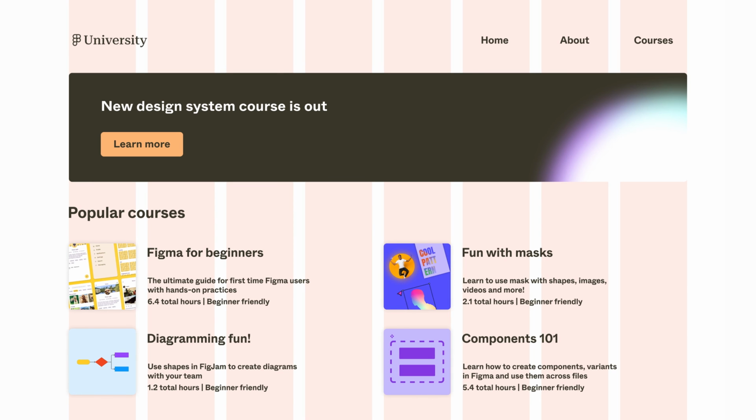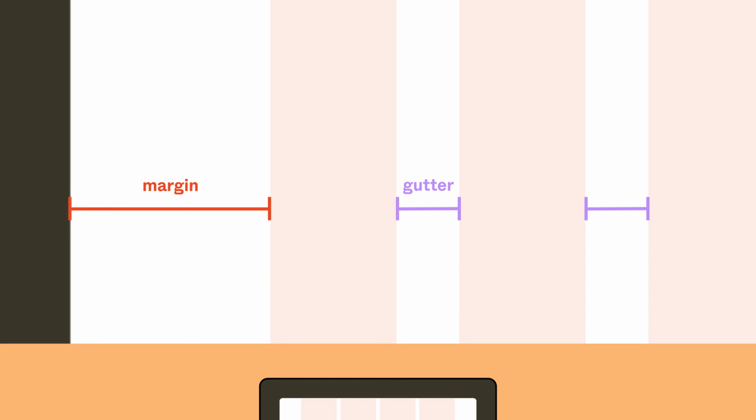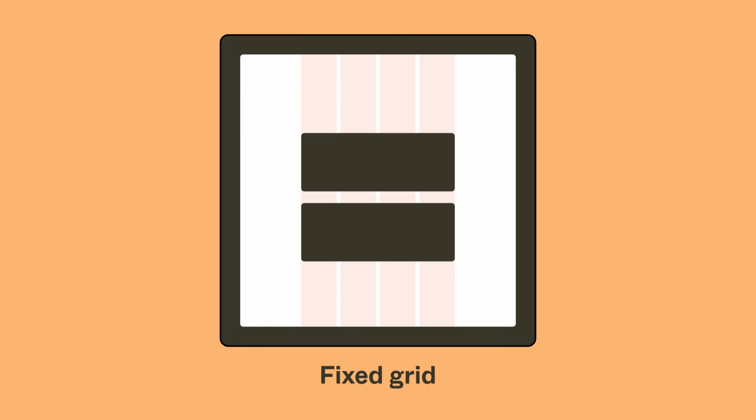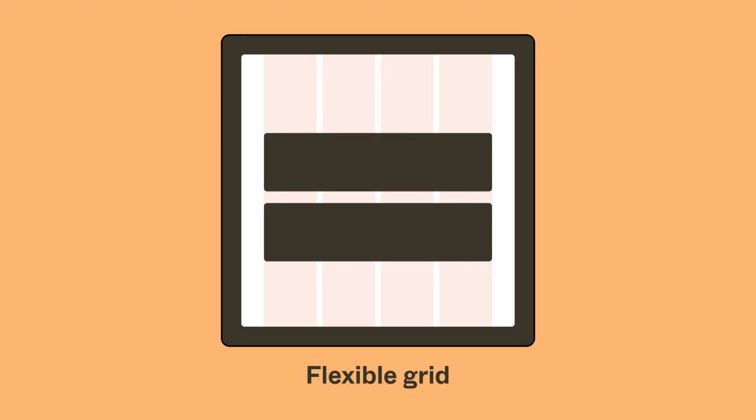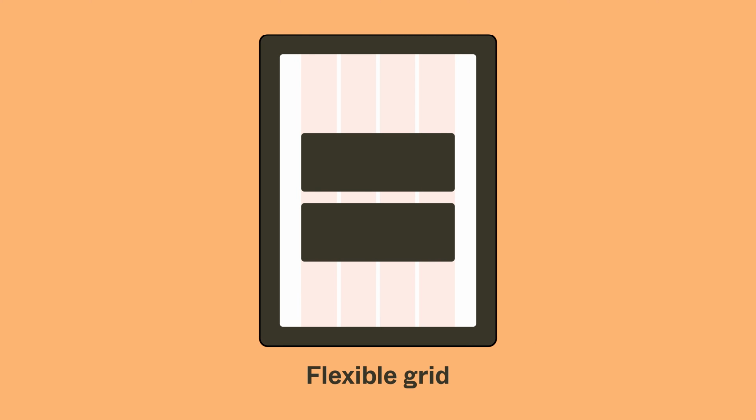You'll often have a different number of columns for different device sizes. A mobile device may use 4 columns, while a larger desktop screen can use up to 12. The space around the edge is called the margin, and any space between the columns is the gutter. Columns in a fixed grid system won't change their width based on the size of the viewport, while flexible or stretch grids will grow and shrink with the viewport.